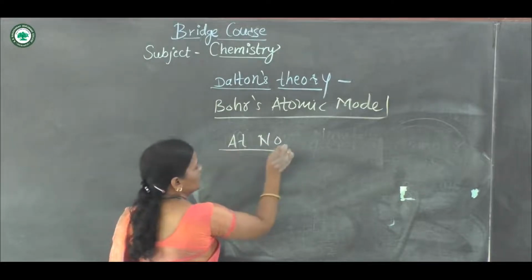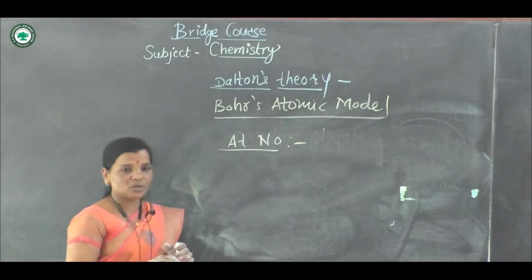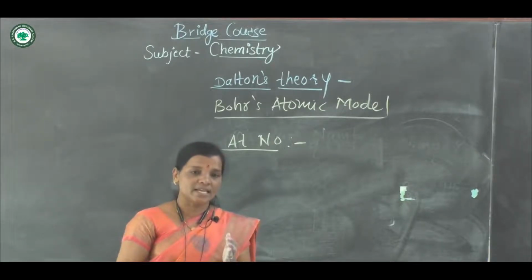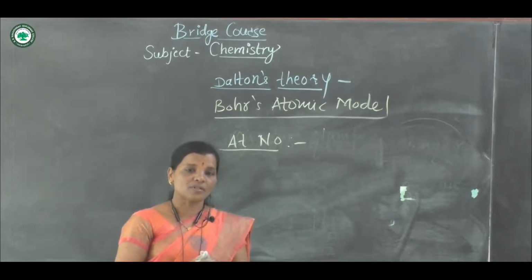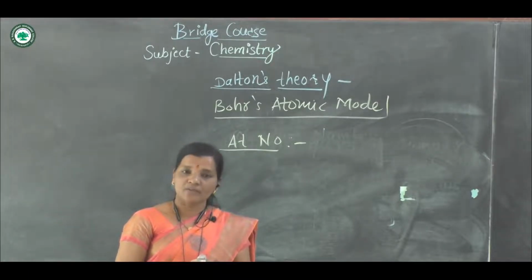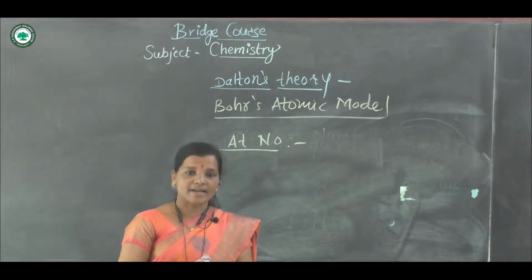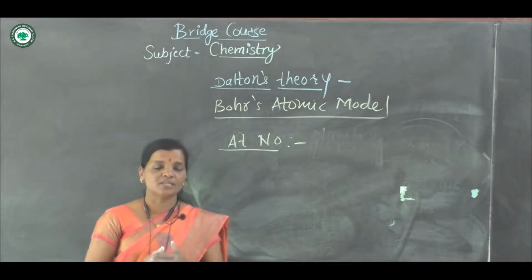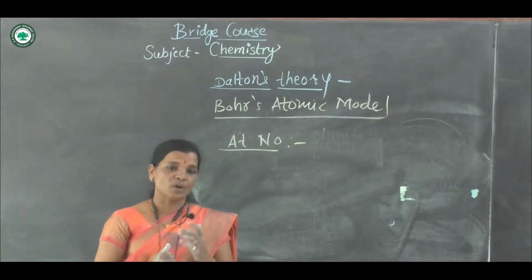What is atomic number? Atomic number means the number of protons present inside the nucleus of an element. And we know that atomic number is the identity of an atom, because with increase in atomic number these elements are placed in the periodic table.